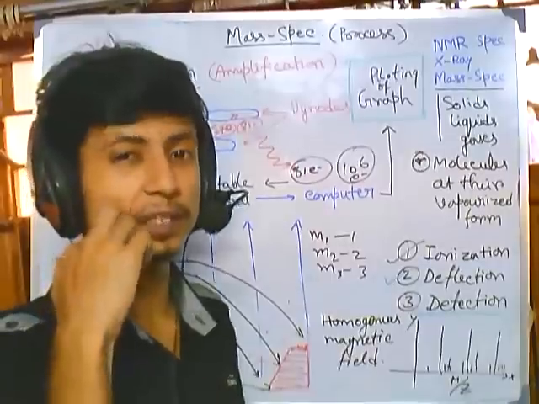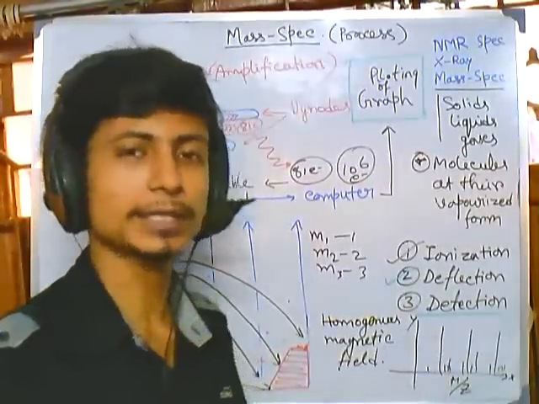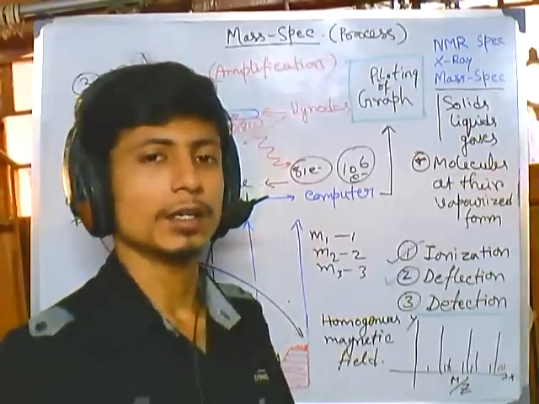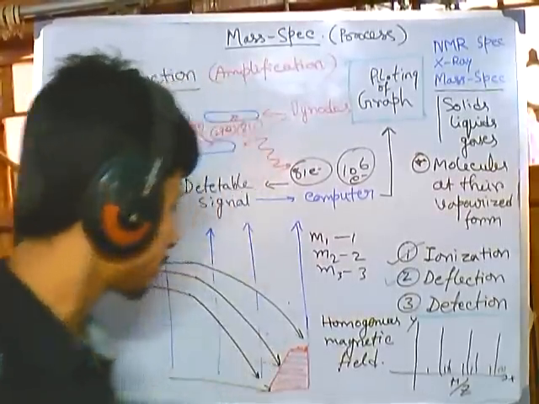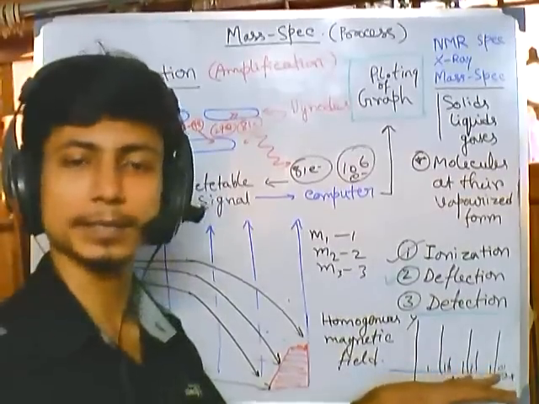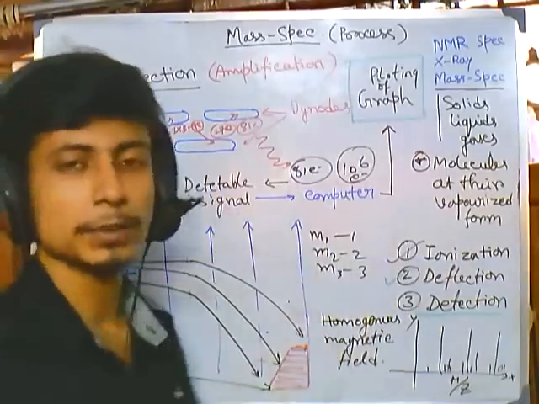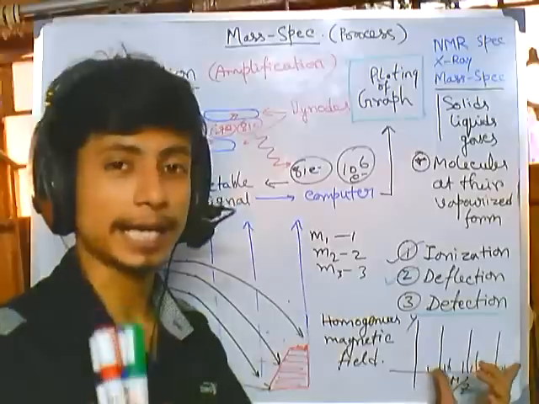We can do a pretty fair job by looking at this graph and analyzing it. Here comes the importance of a very experienced mass spectra analyzer, because this analysis at the last step is the most important step. All the things I have discussed will be given by the machine. Now you need to look at the graph and analyze it.